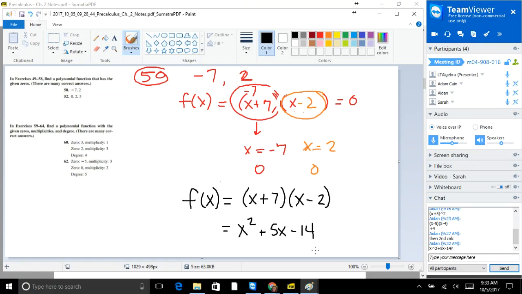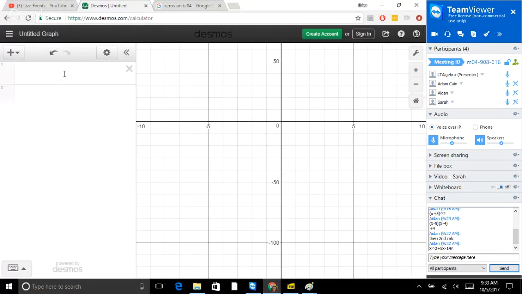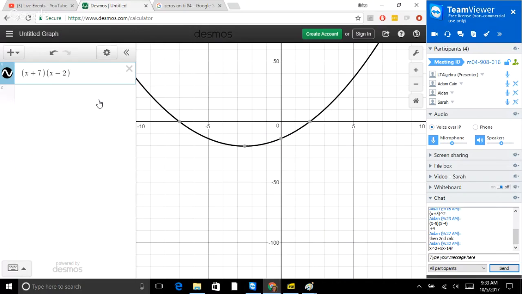So then if I go to graph this, kind of pull it all together, I should have zeros at -7 and 2. X plus 7 times x minus 2. And now we have a function that has zeros at -7 and 2.